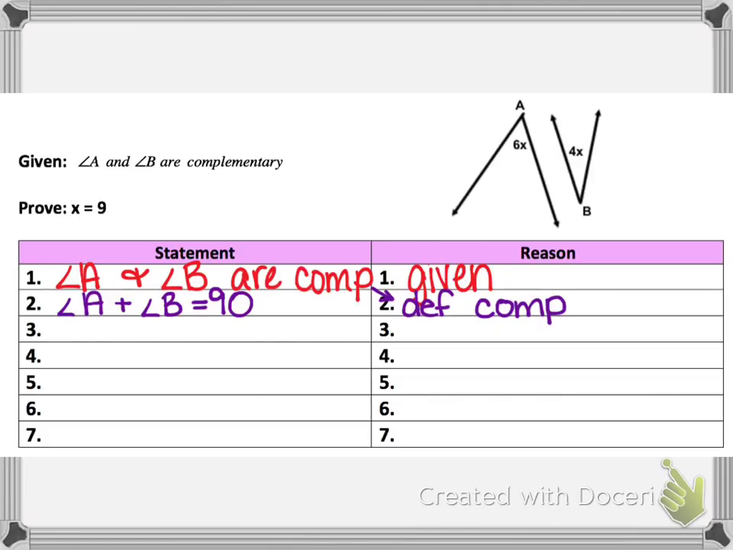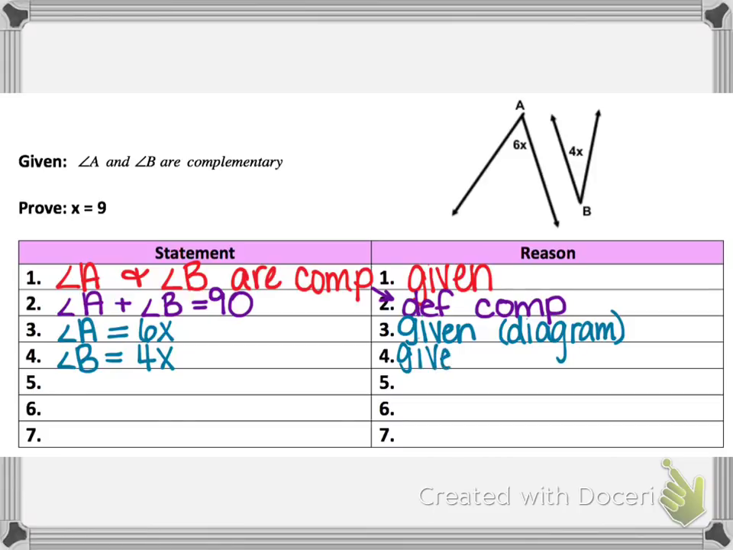Now that we have an equation, it might be helpful to be able to take what I have in that diagram. So I know that angle A is going to be equal to 6x. And that was given to me in the diagram. And then I found out that angle B is equal to 4x. And that was given to me in the diagram.